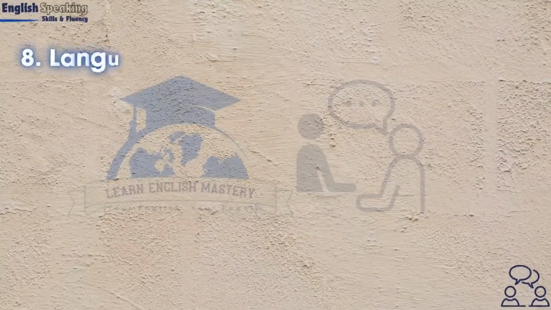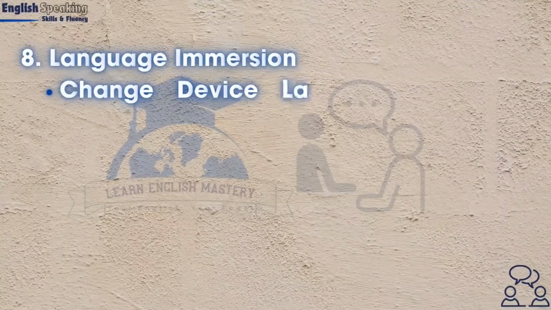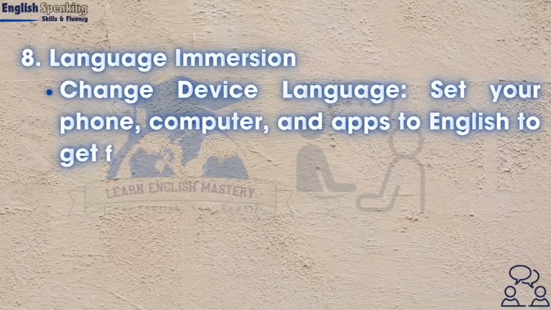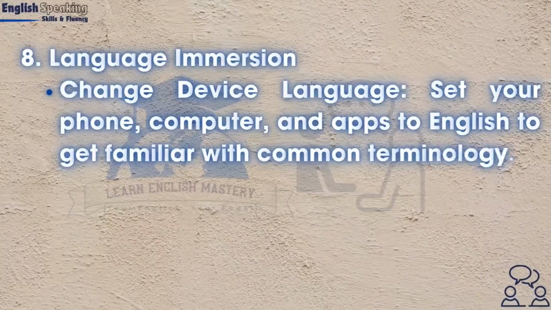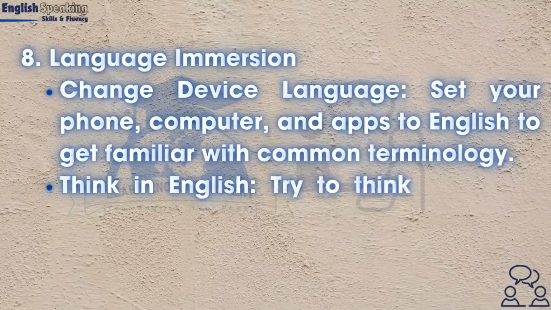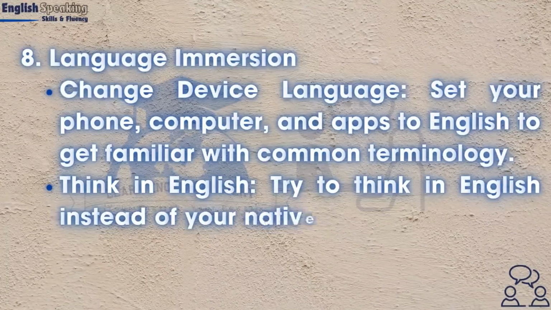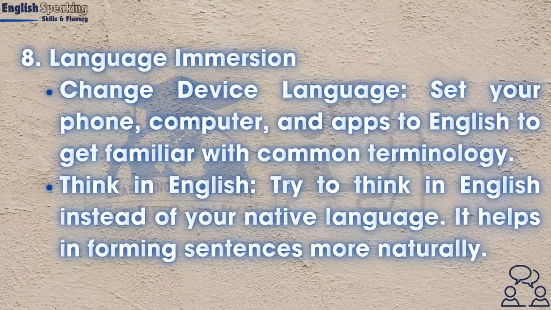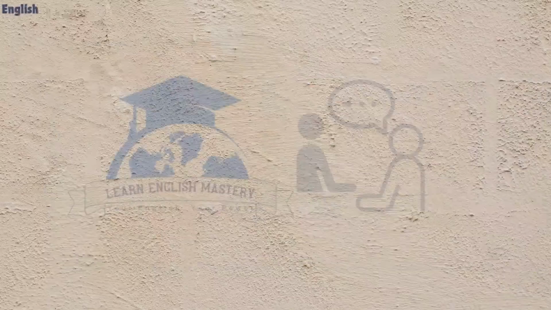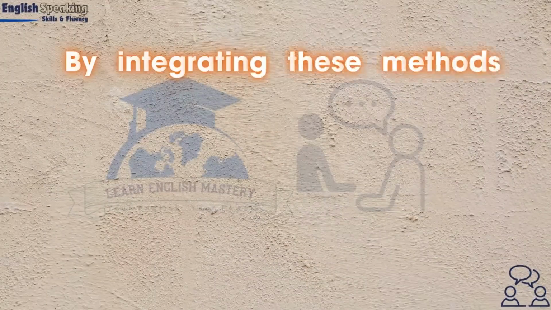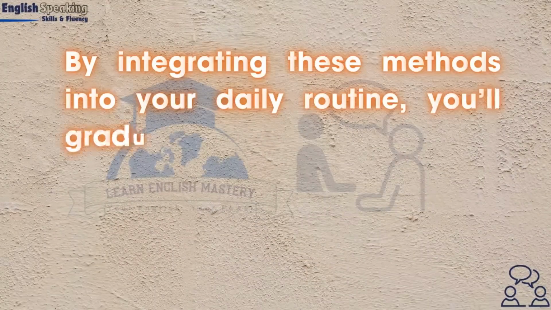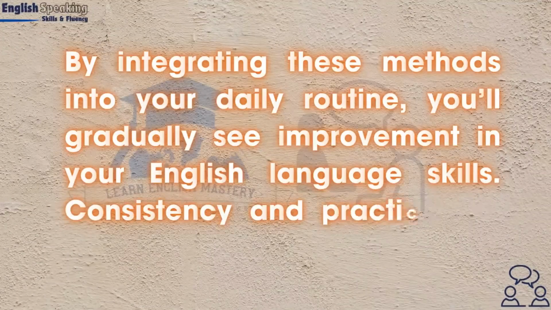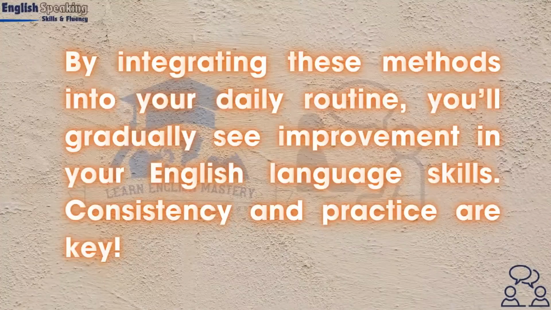8. Language immersion. Change device language. Set your phone, computer, and apps to English to get familiar with common terminology. Think in English. Try to think in English instead of your native language. It helps in forming sentences more naturally. By integrating these methods into your daily routine, you'll gradually see improvement in your English language skills. Consistency and practice are key.